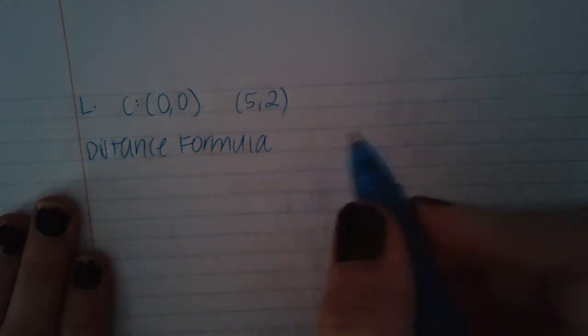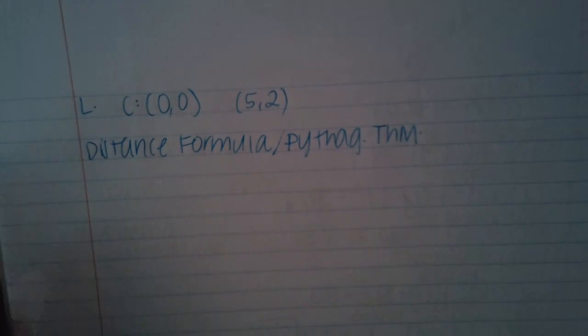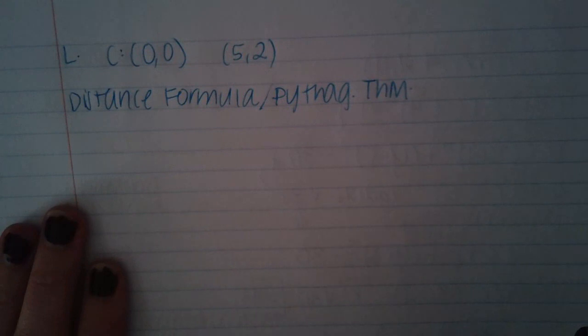All right, for letter L, it says write the equation of a circle given the center of 0, 0, and a point on the circle of 5, 2. So this describes the radius, so I'm going to use the distance formula to find the length of that point. You could also use the Pythagorean theorem, but since this isn't graphed, it's probably going to be easier to use the distance formula. We learned the distance formula in Unit 1, but I'll just do a quick recap.